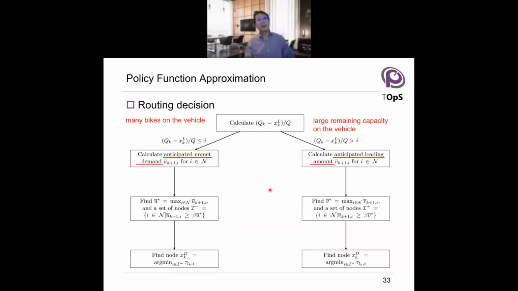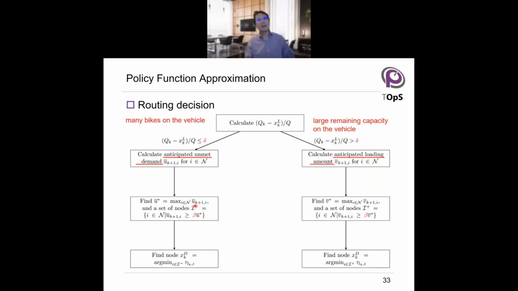Once we have decided the number of bikes to load onto the vehicle or drop off at the node, the next decision is which node to travel to next. That depends on how many bikes are on the current vehicle. Intuitively, if you have many bikes on the vehicle, then you look for which node needs bikes, so you look at the demand nodes. On the other hand, if you have a very large remaining capacity, meaning very few bikes on your vehicle, then you need to look for nodes that have more bikes than needed, so you go there and load them onto the vehicle.